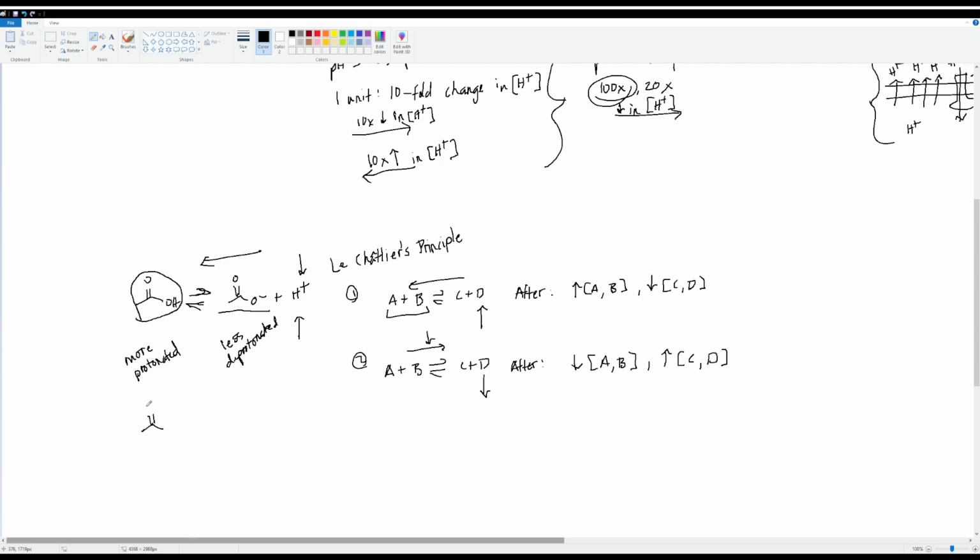Okay, and then in the other scenario, if we decrease the amount of H+ concentration, we're going to favor the forward reaction, which means we're going to get more deprotonated and less protonated.